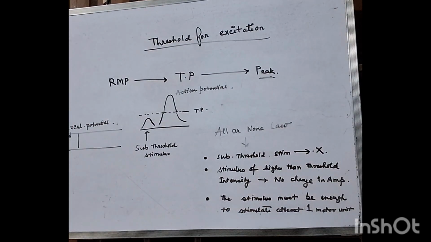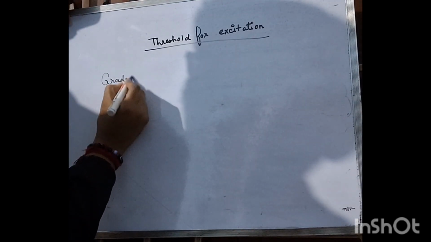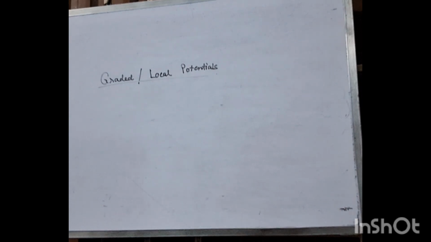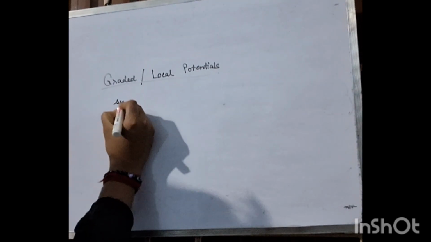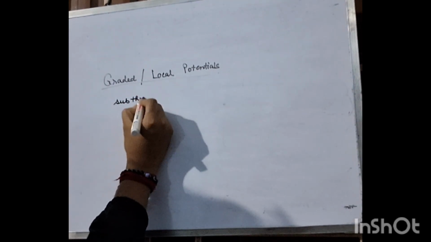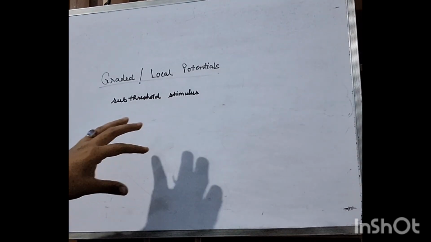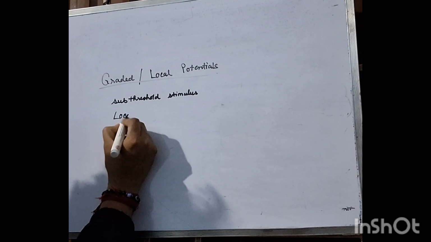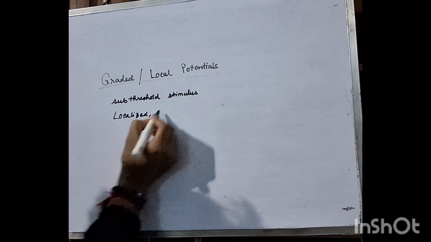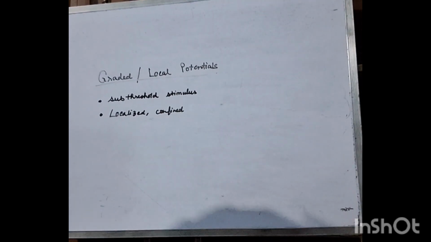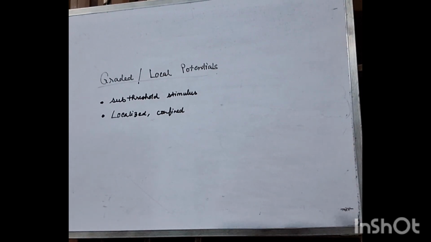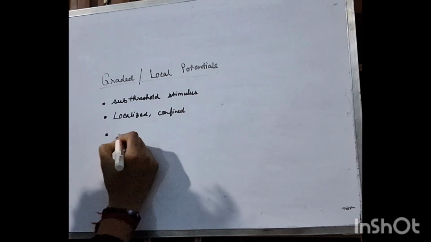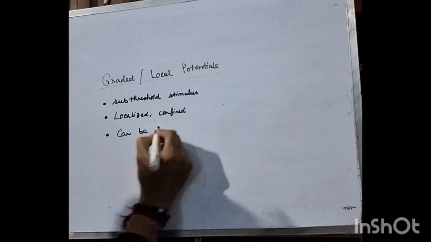So what are basically these local or graded or generator potentials? Graded or local potentials arise because of a sub-threshold stimulus. These cannot excite the entire cell or the neuron. These are localized and confined to a specific region in the plasma membrane. However, graded or local potentials can be summated.